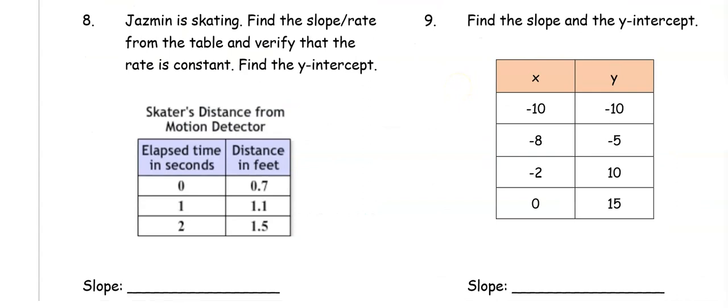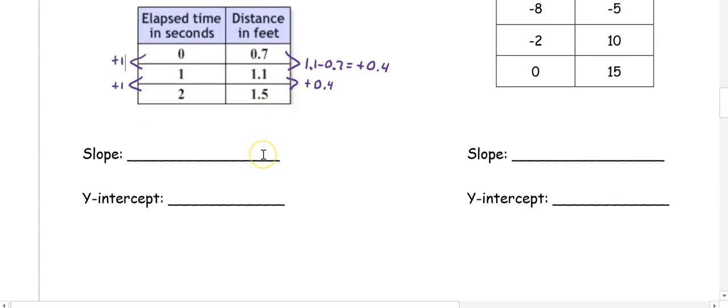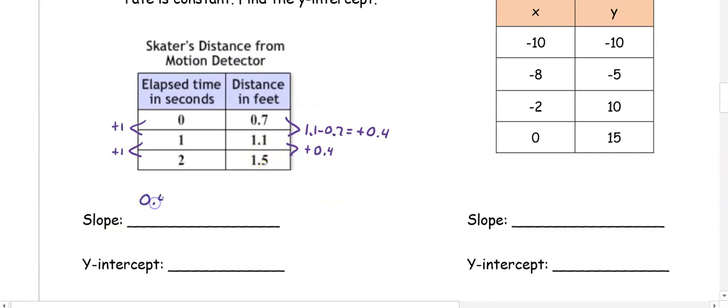So in number 8, we have Jasmine is skating. Find the slope, or rate, from the table and verify that the rate is constant. Find the y-intercept. So when we're doing slope, we want to look at how our distance is changing. So we go from 0.7 to 1.1. If you're not sure, you can always do the bottom number minus the top number. So that's going to get us a change of plus 0.4, which is the same for the next 2 points, 0.4. When we look at how the seconds are changing, these are just increasing by 1. So our slope here is going to be 0.4 divided by 1, which is just 0.4.